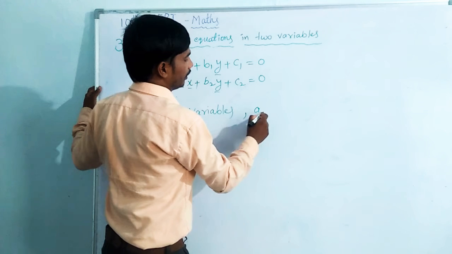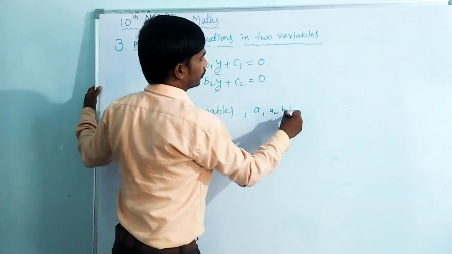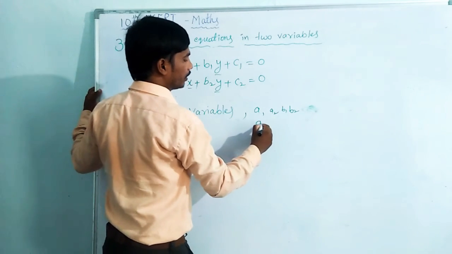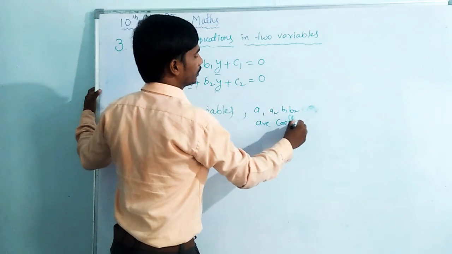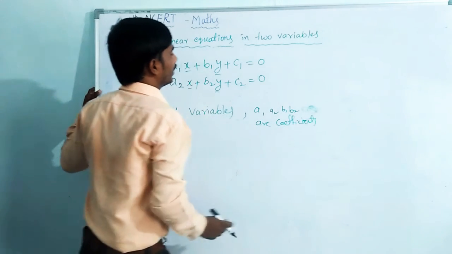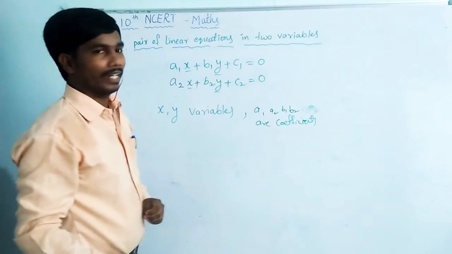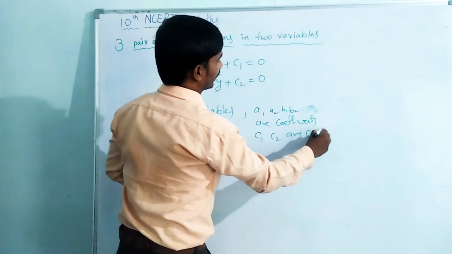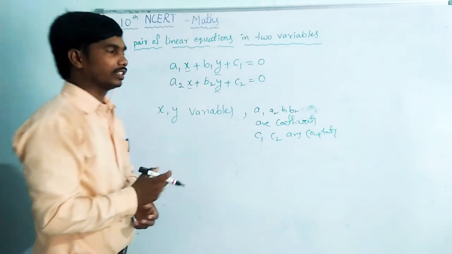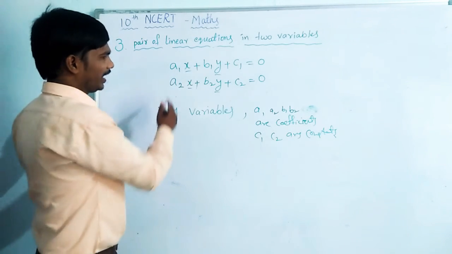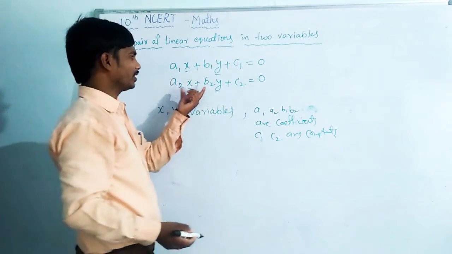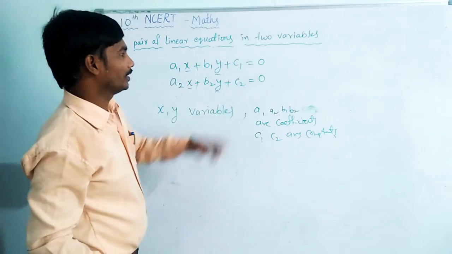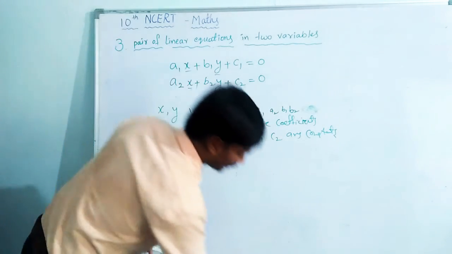Here a1, a2, b1, b2 are coefficients of the x and y terms. And here c1, c2 are constants. The a1, a2 values are also constants, but these constants are coefficients of the x and y terms. Here c1, c2 have no variable, they are just constants only.